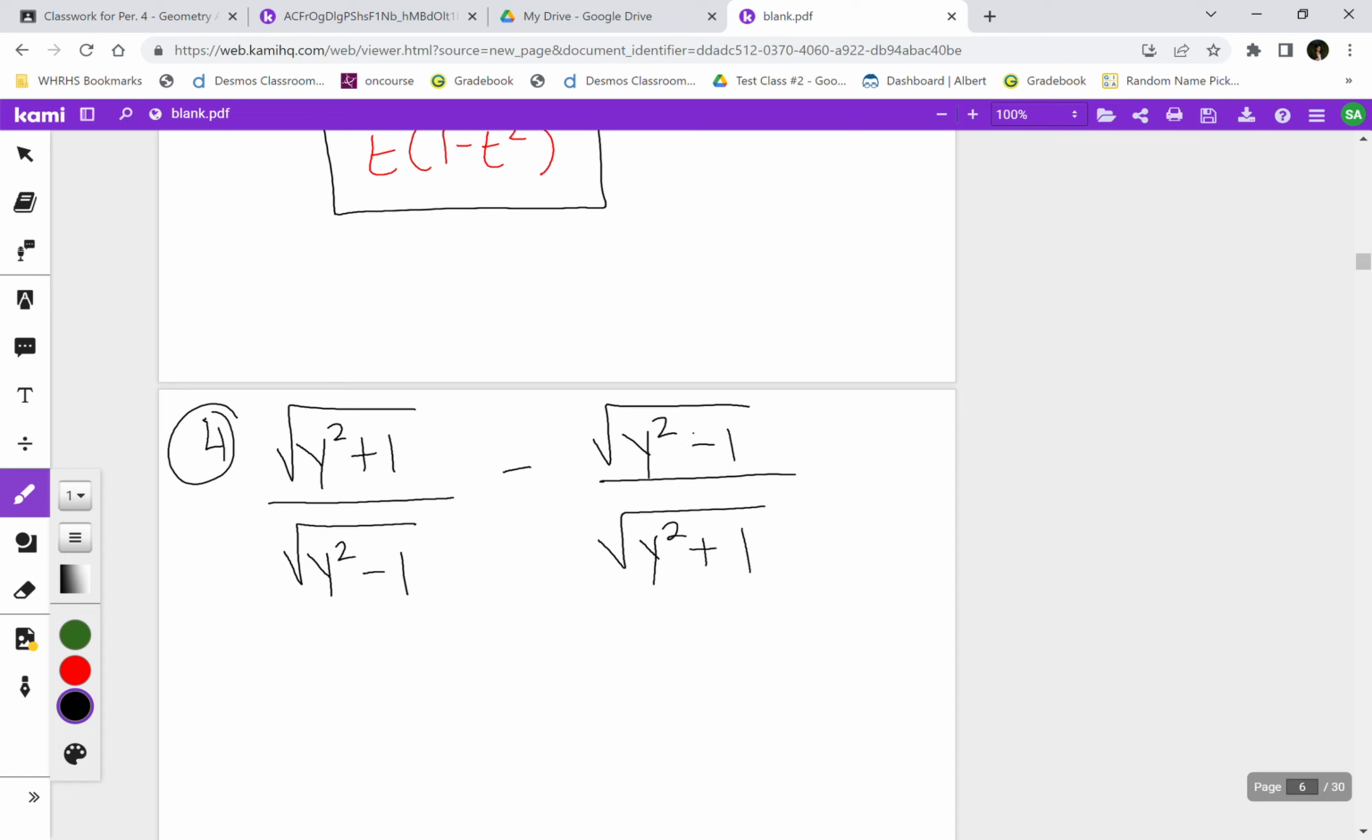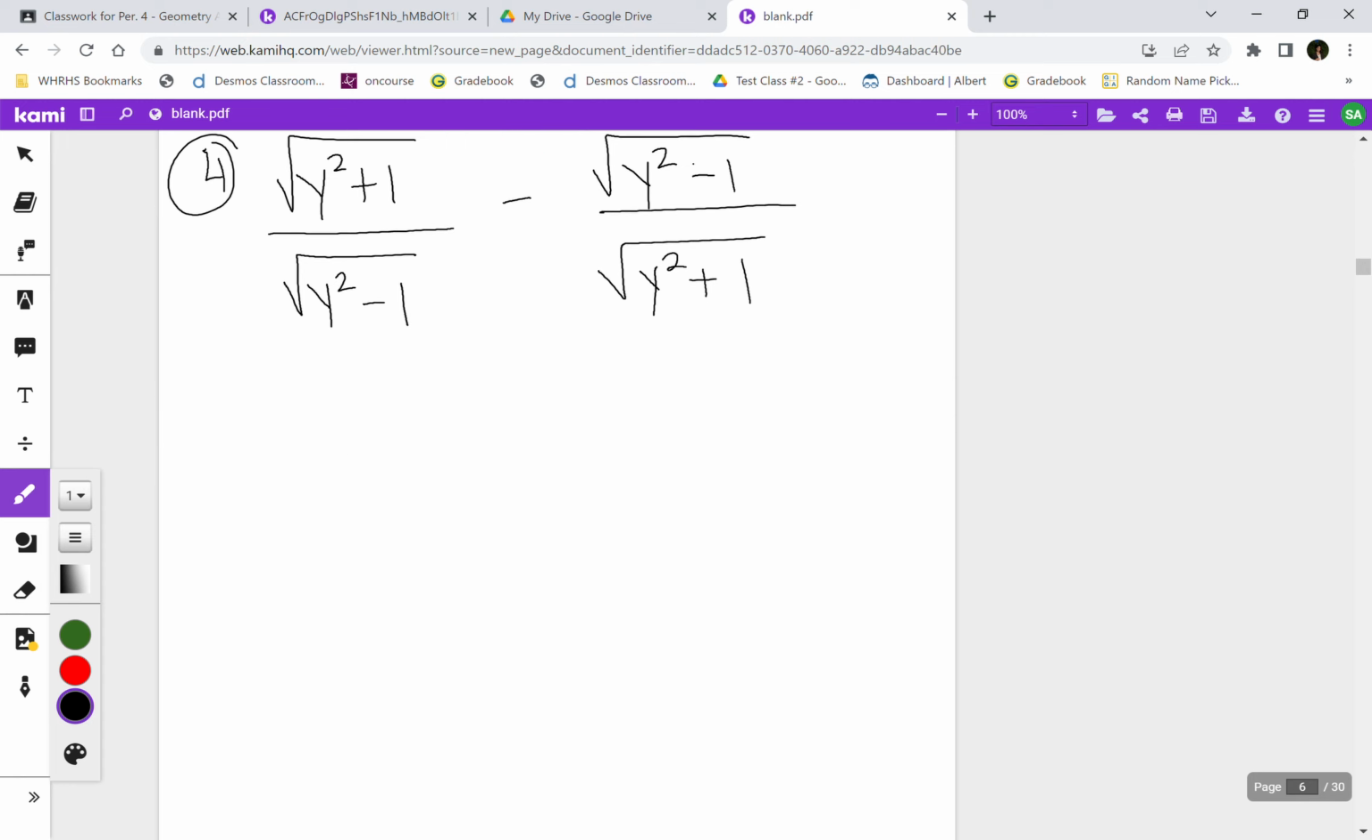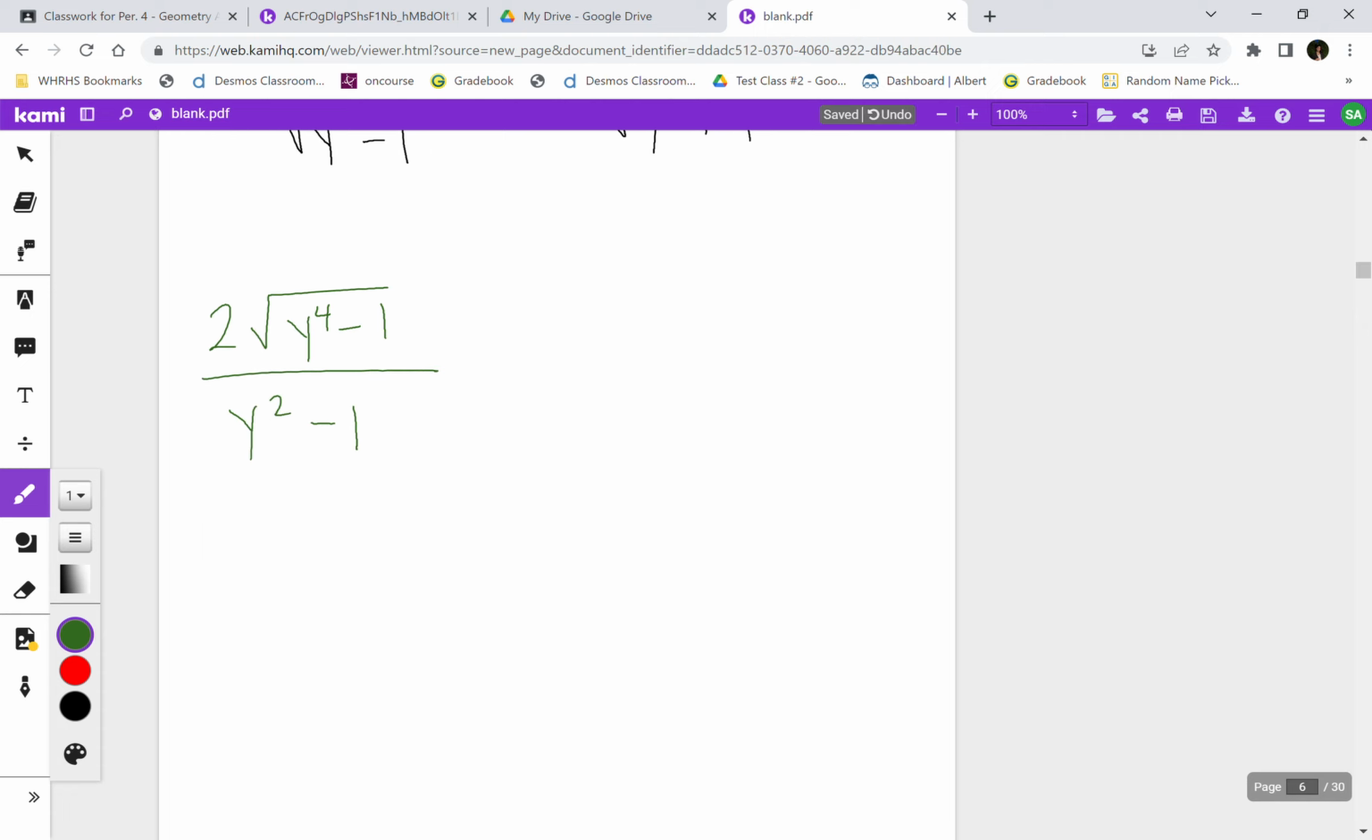All right, let's list some answers we got. Curious to see. All right, tell me an answer you got. David, what'd you get? 2 root y to the 4th minus 1 over y squared minus 1. Over y squared minus 1? All right, who has a different answer?